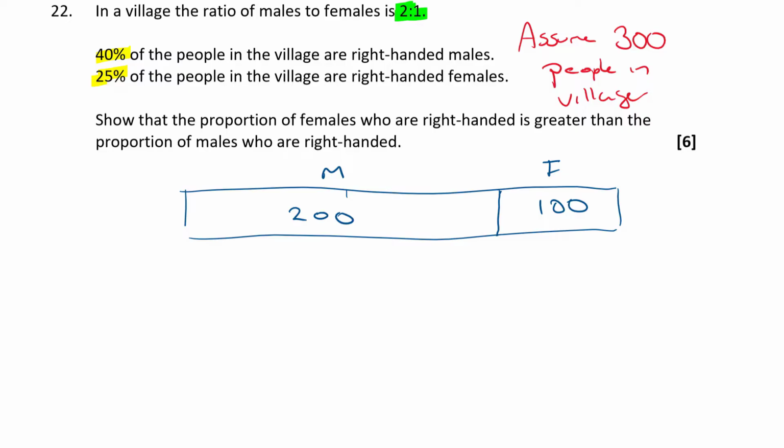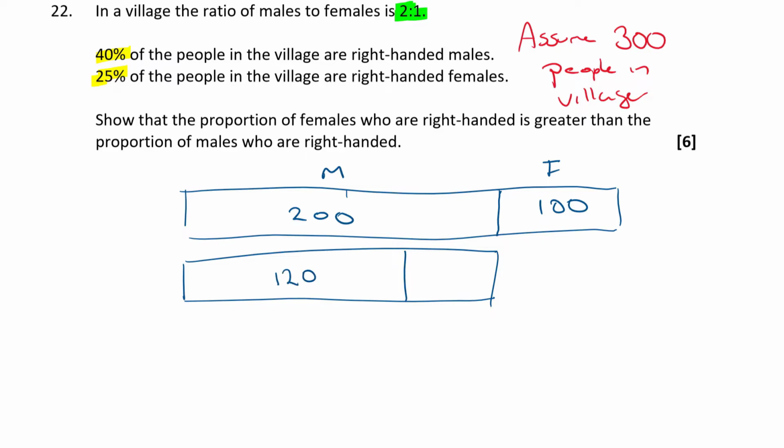Okay, so if I take that same bar, which is made out of 300, and I want to find 40% of it, that's going to be 3 lots of 40, isn't it? It's going to be 40, 40, 40, which is 120. So of my 200 males, I'm going to have 40 times 3, 120 of those who are right-handed. And then the lefties are going to be the remainder, isn't it? It's going to be the 80 that are left.